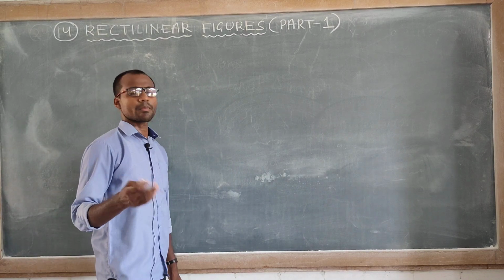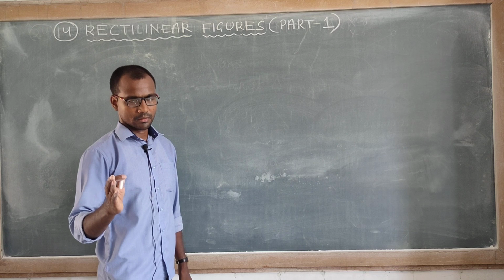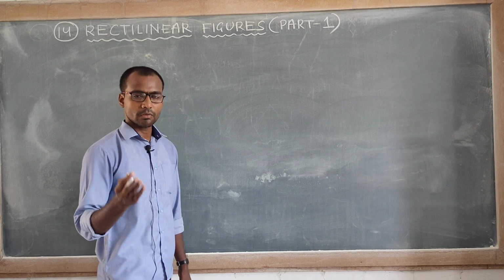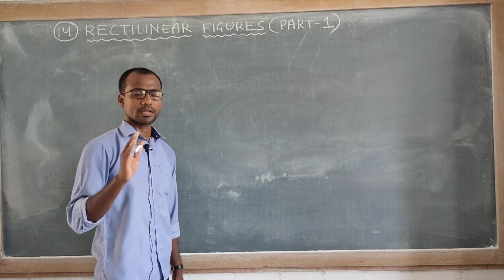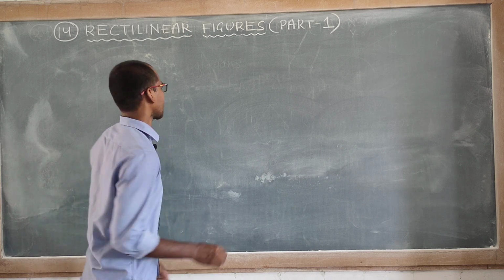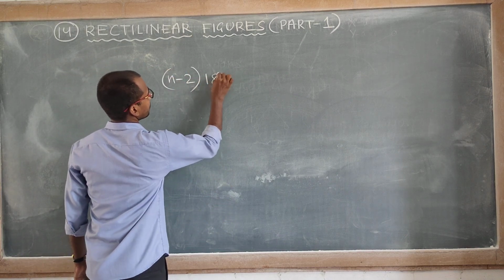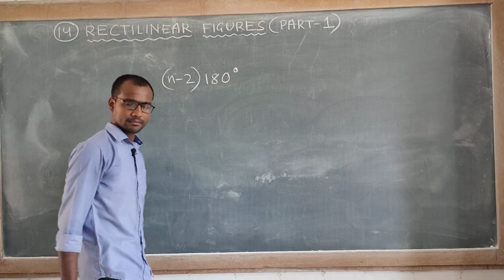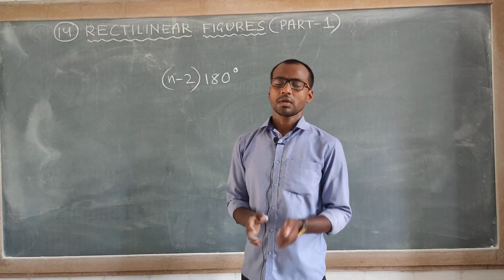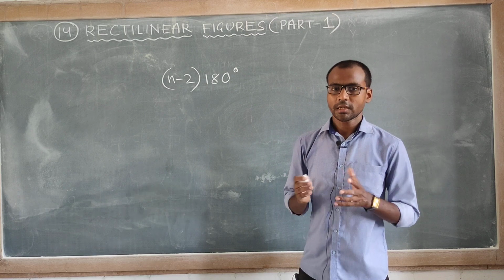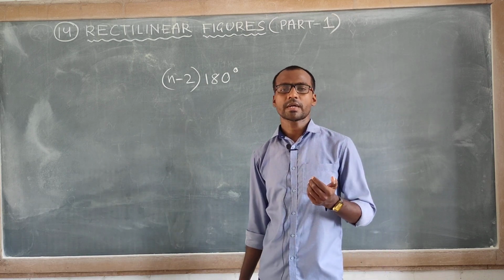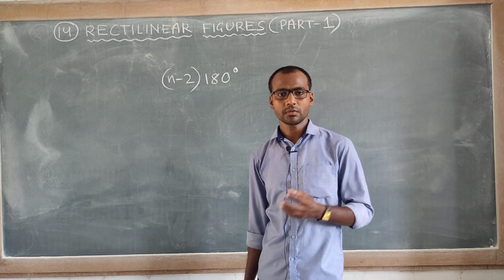Now a polygon may be regular, may not be regular. Doesn't matter. But the sum of interior angles will be n minus 2 into 180 degree. Now, if all the angles are equal, let us try to find the value of the interior angles using some formula.